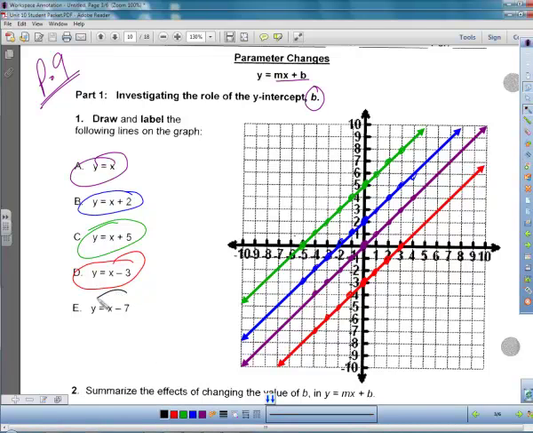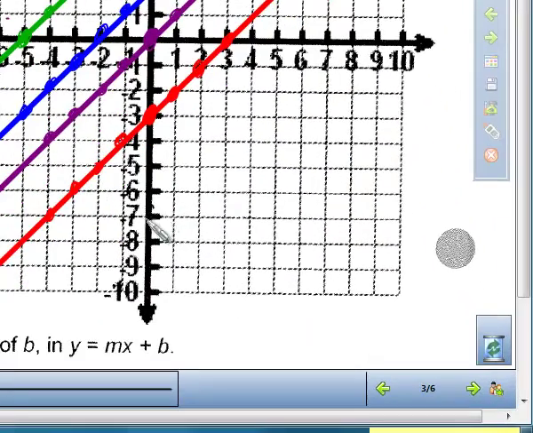Okay, I'm going to do this one in black. Y equals x minus 7. I'm not going to pull up the calculator for this one because we should start to notice a trend. So with negative 7, I'm going to be right here. I'm going to rise 1, run 1, rise, run.